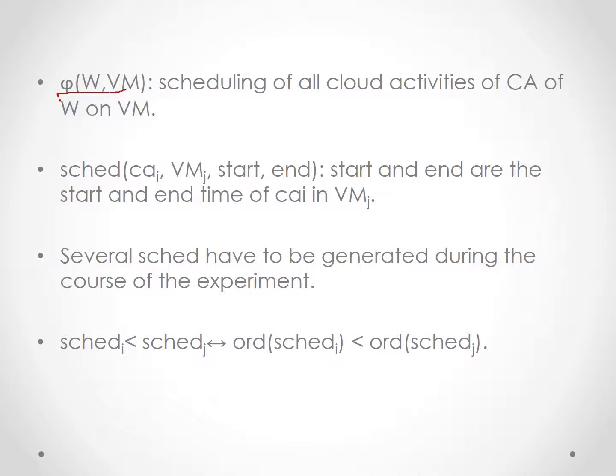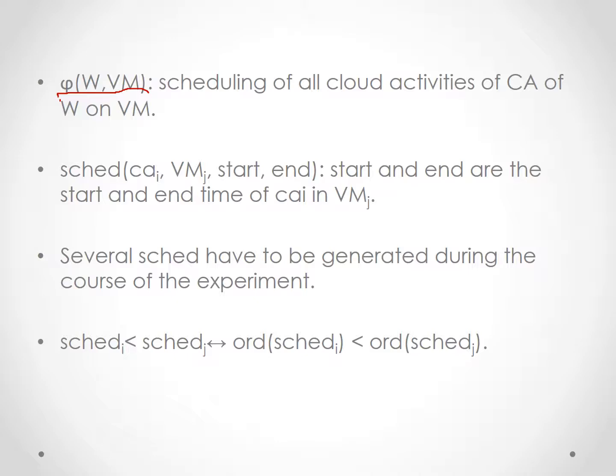Phi of W, virtual machine denotes the scheduling of all cloud activities of the workflow on the virtual machine. Now, schedule of cloud activity i, virtual machine j, start, end. In this, start and end are the start and end time of cloud activity i in virtual machine j.